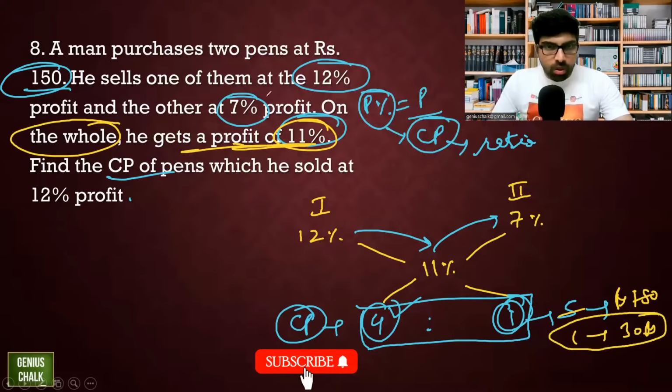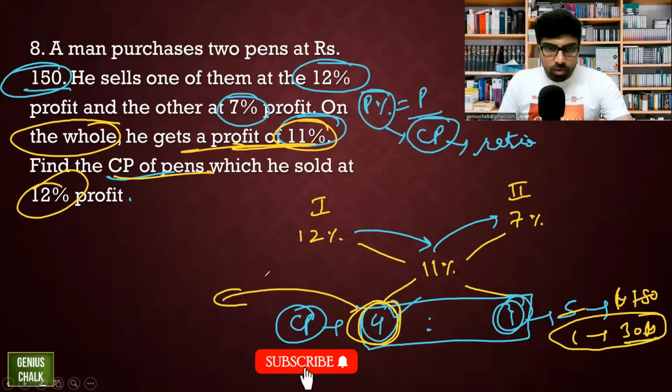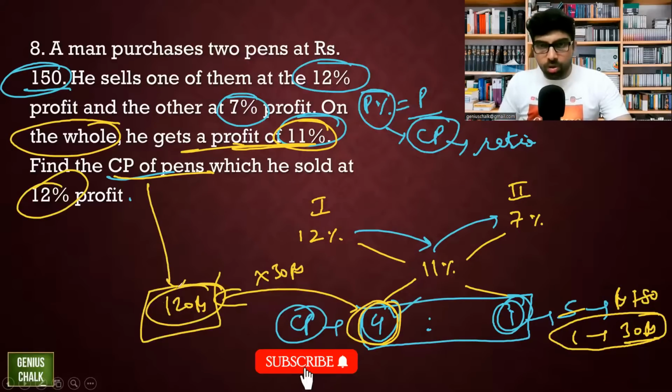Now it is asking you to find the cost price of the pen which is sold at 12%. That means he is asking for the value of 4 units. If 1 unit is 30 rupees, what is 4 units? 4 into 30 rupees, that is 120 rupees. So the cost price will be 120 rupees. Remember, whenever you're applying alligation, the ratio will be in the denominator, right?